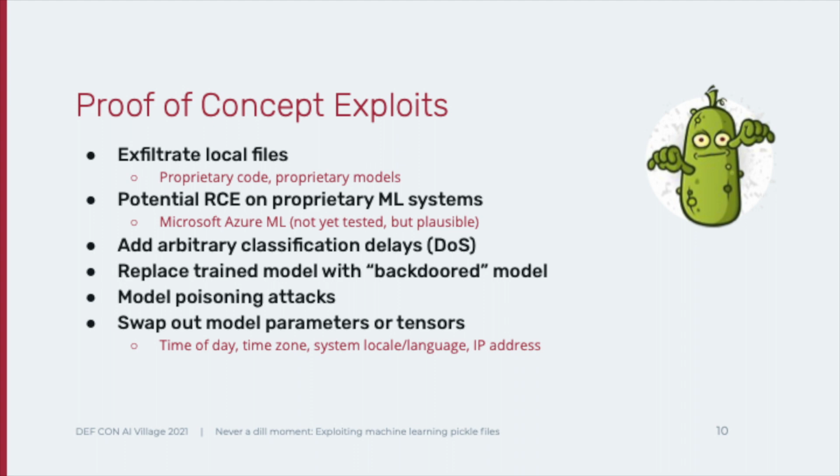There's also an entire area of ML research about more algorithmic attacks like backdoors and poisoning attacks that all become much more feasible to exploit with pickles. What's more, all of these attacks can be targeted to particular users by leveraging the target's local time zone or IP address. Now let's dive into some demos.